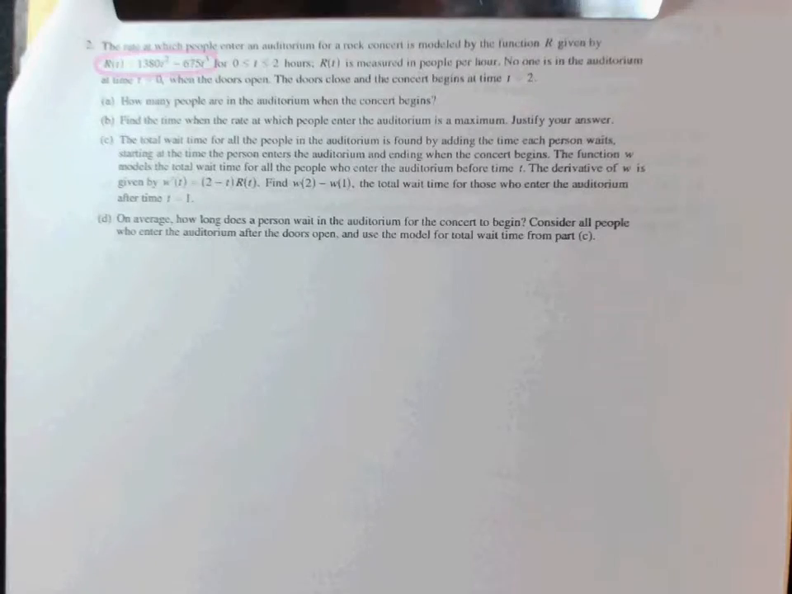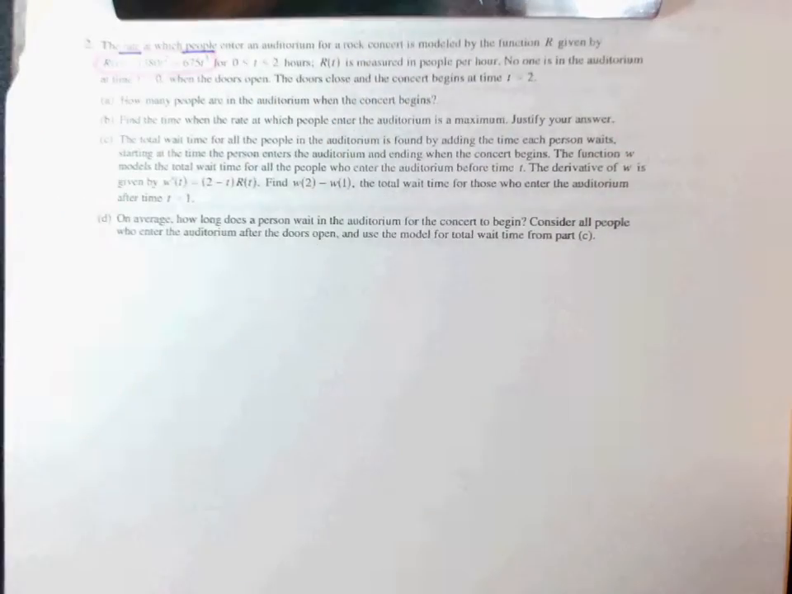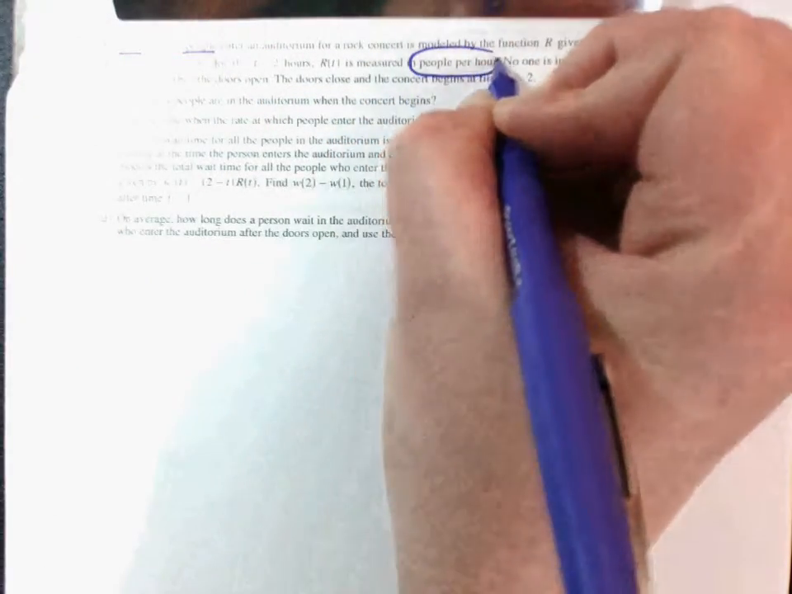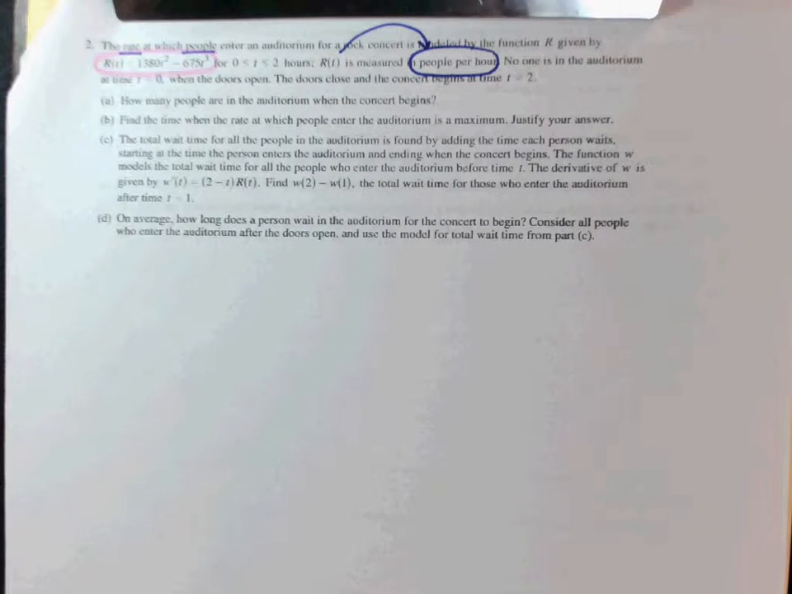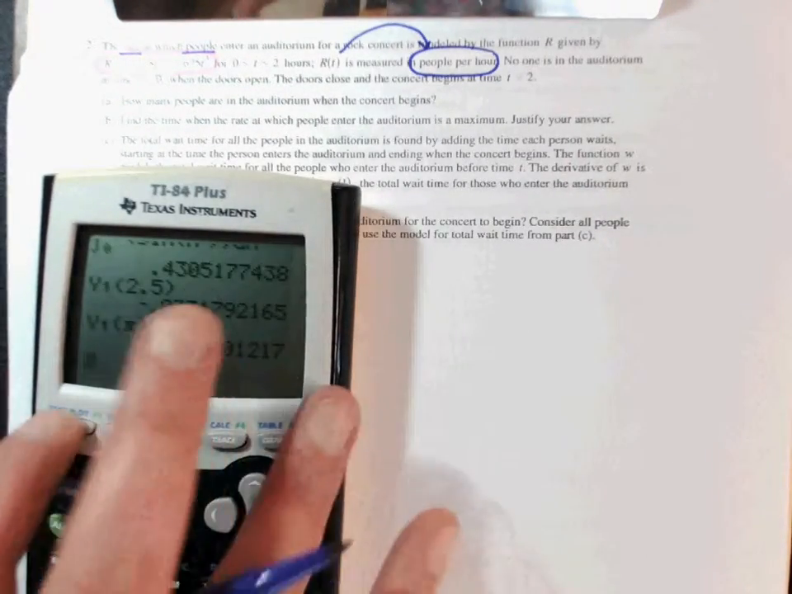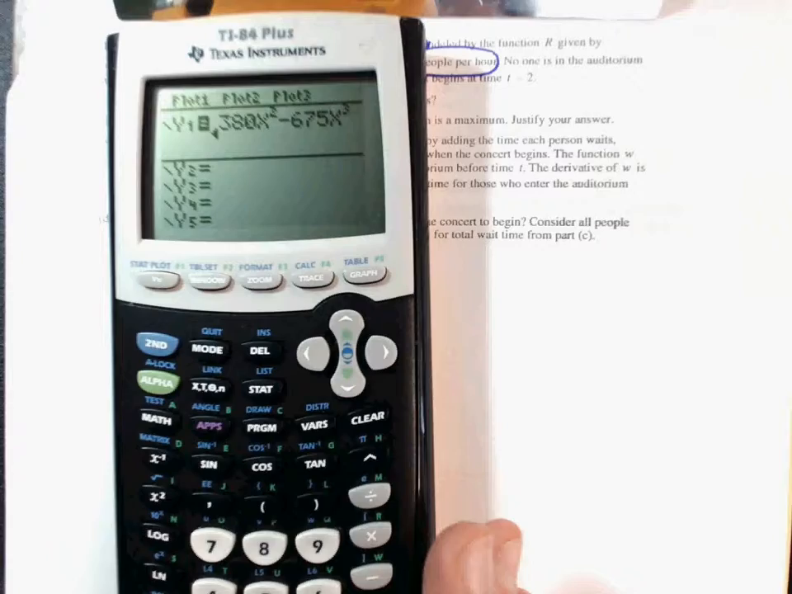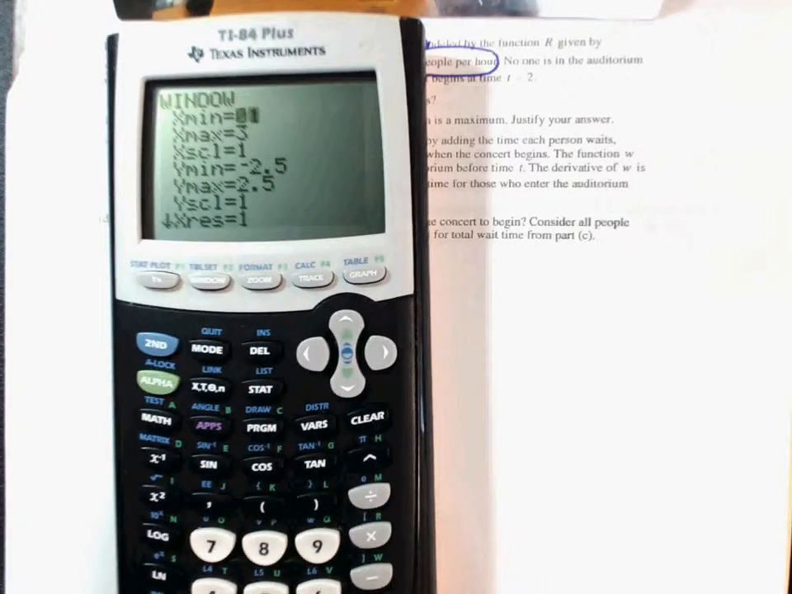Okay, and the first thing that I'm going to highlight is that it says that R of T is the rate that people enter an auditorium, and it's in people per hour. It says that right here. R of T is measured in people per hour. So this is already a rate or a derivative, and you should immediately, when you see R of T, know that it's a rate. Also notice that it says we're only looking on what interval that I can go ahead and modify. Okay, 0 to 2, so I'm going to adjust that as well.